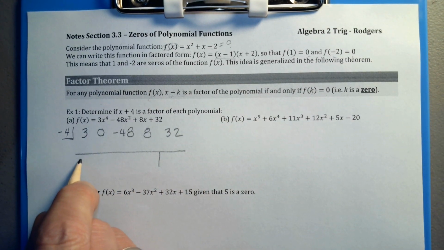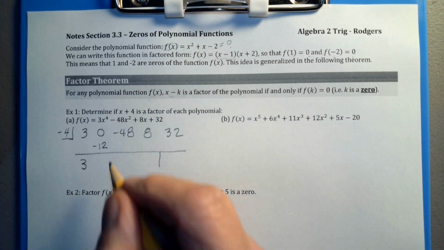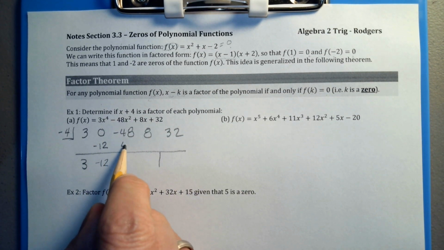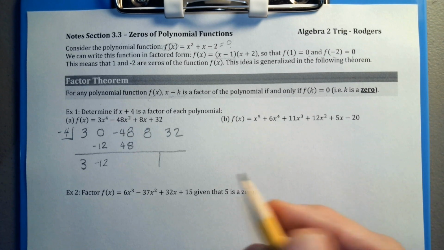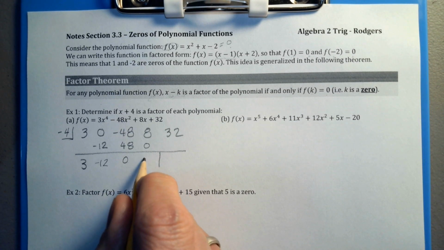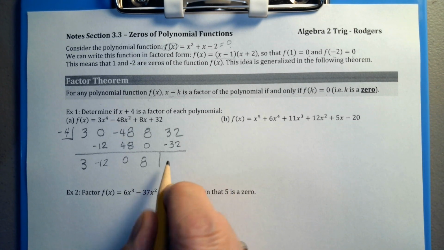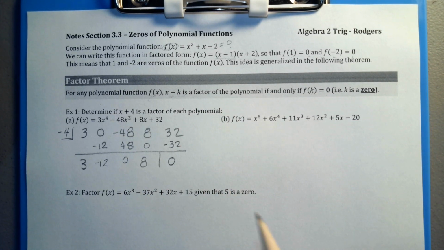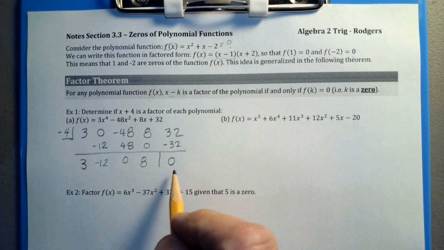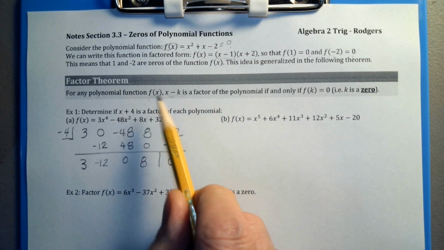First we're going to bring down the 3. We'll multiply. That's negative 12. We add. That's negative 12. We multiply. That's positive 48. We add. That's 0. We multiply. That's still 0. We add. That's 8. We multiply. Negative 32. And we add, and the remainder is 0. So that means that x plus 4 is a factor of that polynomial, because when we divided it, we got 0.